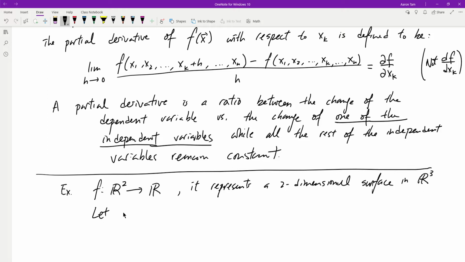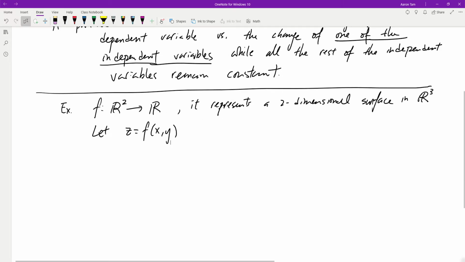Suppose we let z equal to f of x, y. Then here's something important to write down for yourself, because this function has two independent variables, x and y, it results in this function having two partial derivatives. So what are these two partial derivatives? These two partial derivatives can be called ∂f over ∂x, notice the scripted d, and ∂f over ∂y.